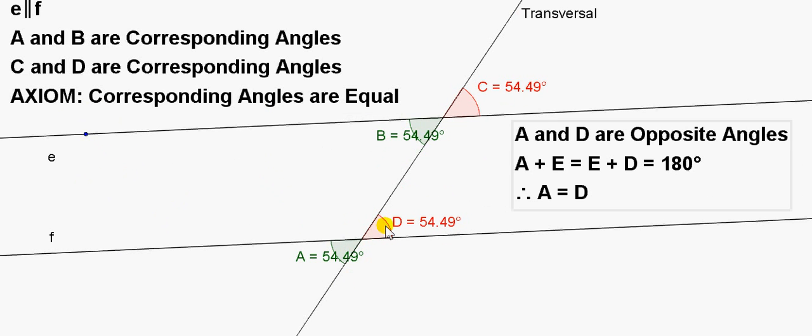Angles A and D are called opposite angles. So are angles B and C, actually. So if two lines cross each other, we have pairs of opposite angles formed. Of course, we have another pair of opposite angles here. This angle here and this angle here are a pair of opposite angles. They're equal to each other also. So are these two.